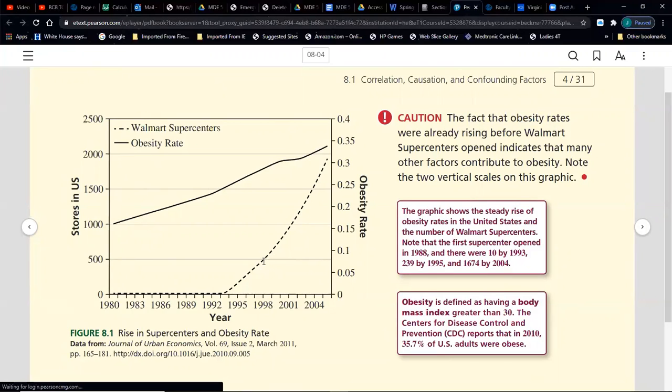So when you're right here, where my mouse is, that means in about 1998, there were about 500 Walmarts in the United States. And I'm saying about because it might be like 1998.1 or 500.2, something like that. But then also 1998, I can switch to the other curve, this black solid one, and I can trace the obesity rate back in 1998. So in 1998, when there were about 500 Walmarts, the obesity rate was about right here, which if you trace to the right is 0.3 or 30%.